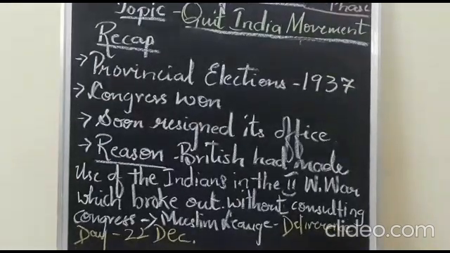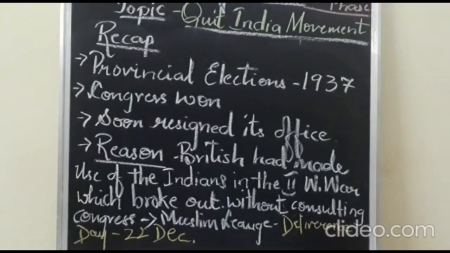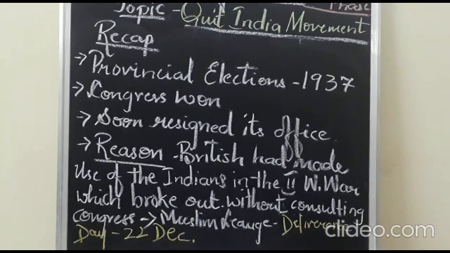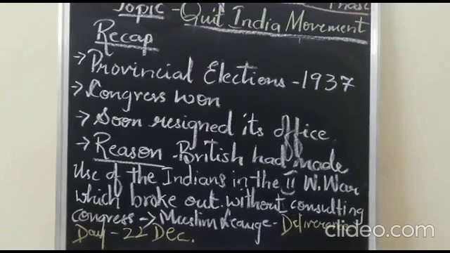Let's take a quick recap of what we have learned. We learned about the provincial election which took place in the year 1937, and Congress won the majority of the seats. But within a very short period of time, the Congress resigned its office. The reason being, the British made use of the Indians in the Second World War, which broke out in the year 1939, without consulting the Congress leaders, and hence Congress resigned. But the Muslims called this a Deliverance Day, which took place in the year 1939, 22nd December.